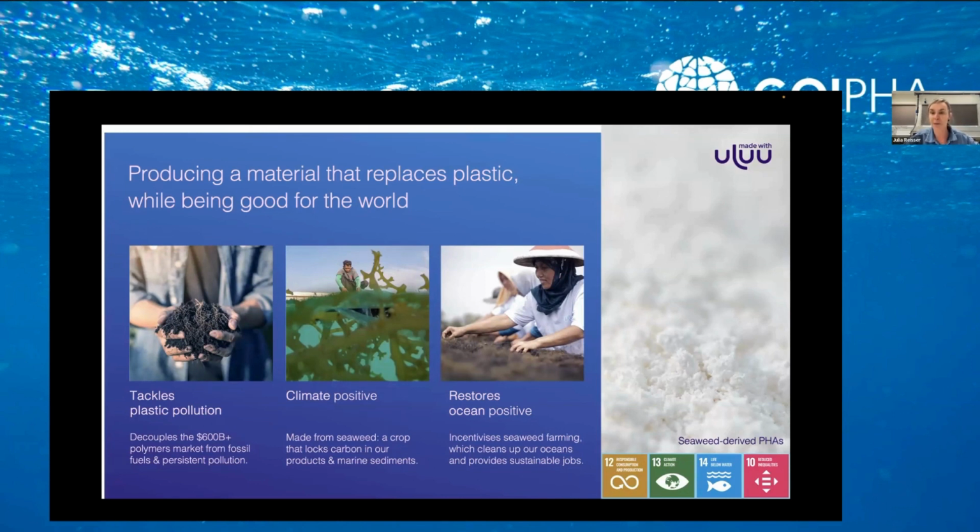And finally, as we scale, we are also helping improve the health of our oceans. We want more farmed seaweed in our world, and we want to be incentivizing that through Ulu. Seaweeds are amazing at restoring our oceans. They do not only remove carbon from our atmosphere, but they also clean up nutrient pollution, which is causing massive issues to our marine environments. Importantly, seaweed farming provides sustainable jobs to coastal communities that would otherwise rely on overfishing to survive.